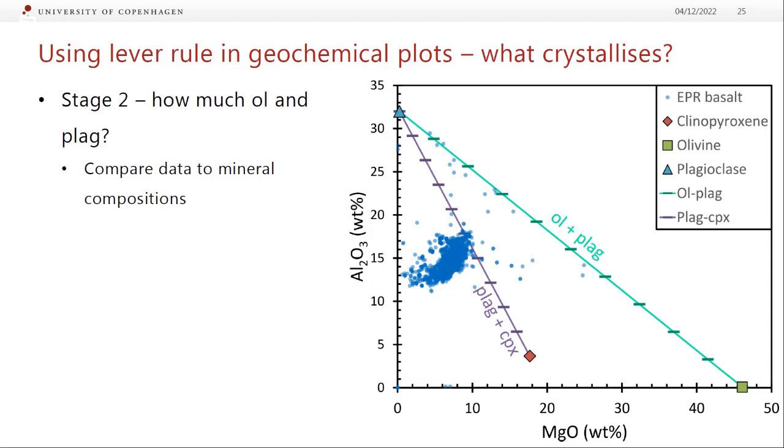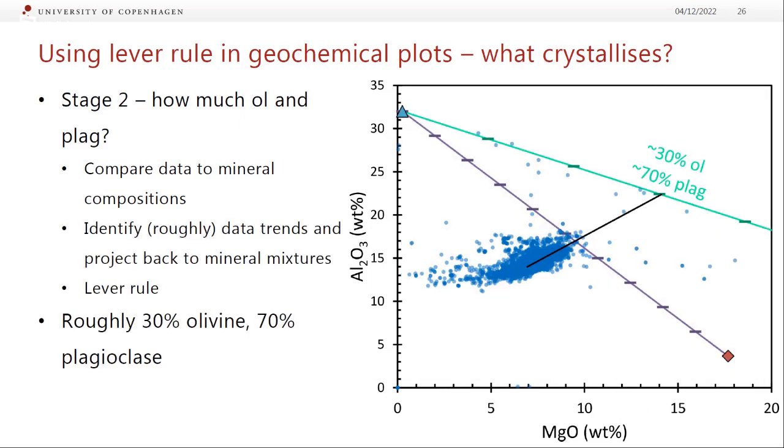So we can use the lever rule in geochemical plots just like we were in the phase diagrams. So on those 3 stages of crystallization, the first one was olivine. We don't really see it in this data much, so we don't worry about it. And the second one is olivine and plagioclase. Now, if we want to see how much of each is crystallizing, then we can plot up the compositions. So this is actually an average olivine from mid-ocean ridges. This is an average plagioclase from mid-ocean ridges. And we can compare this East Pacific Rise basalt data to these.